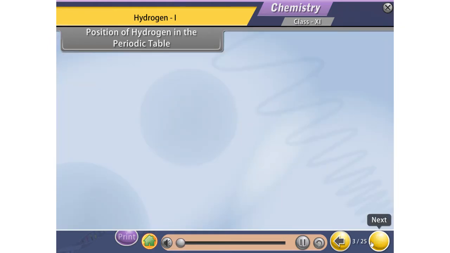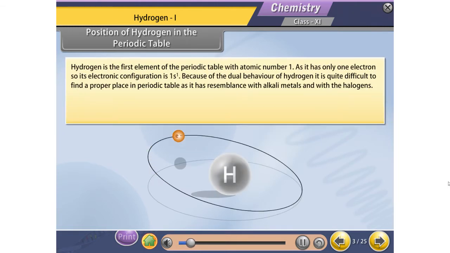Objectives. Position of hydrogen in the periodic table. Hydrogen is the first element of the periodic table with atomic number 1. As it has only one electron, its electronic configuration is 1s1. Because of the dual behavior of hydrogen, it is quite difficult to find a proper place in the periodic table, as it has resemblance with alkali metals and with the halogens.